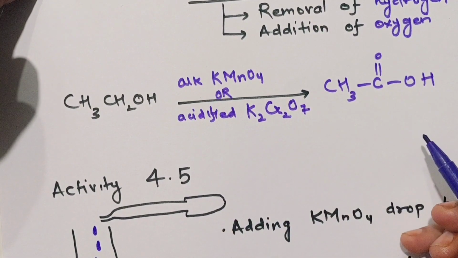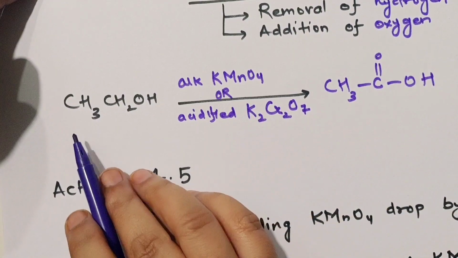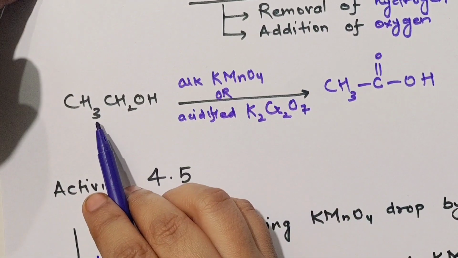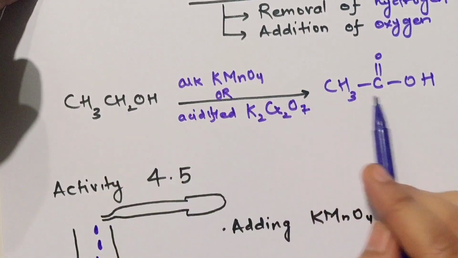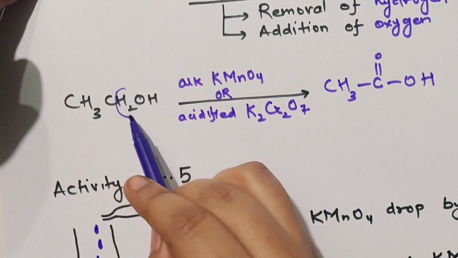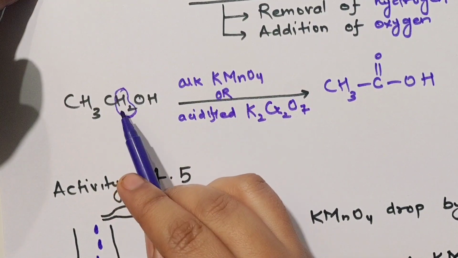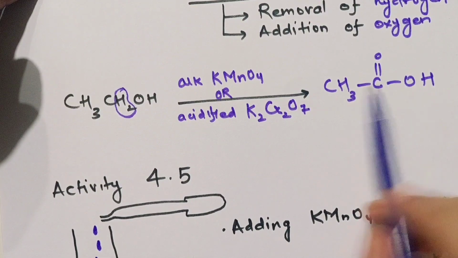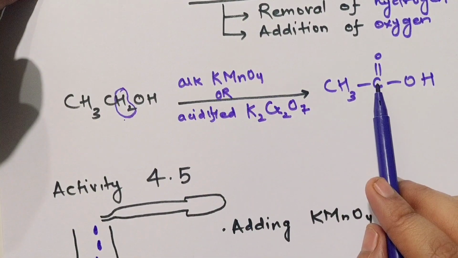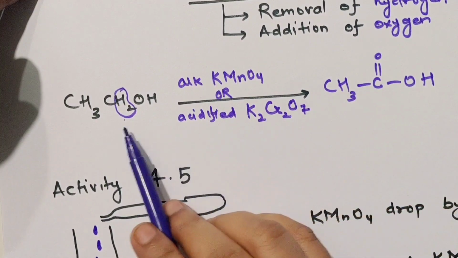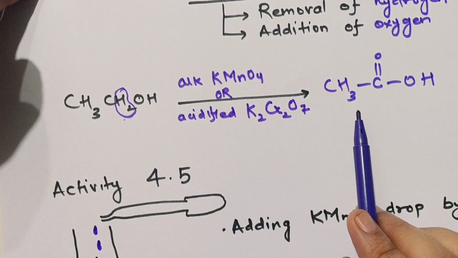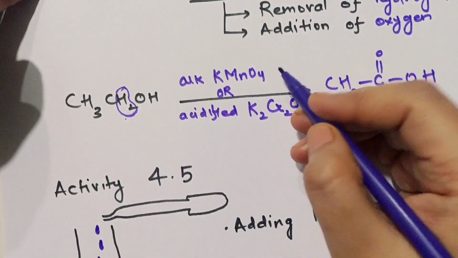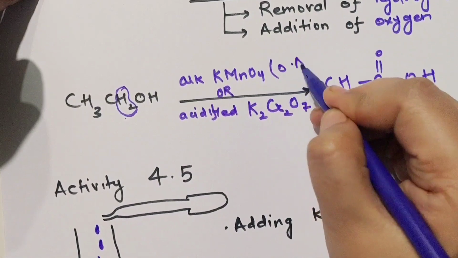Now, how is that oxidation? As you can see, number of carbon atoms same, 2, 2. Number of hydrogen atoms, there's a removal of these two hydrogens. And in place of these two hydrogens, carbon is doubly bonded to oxygen. So there's a removal of hydrogen and addition of oxygen both. So this is definitely oxidation. And these two things which are bringing about this change are called oxidizing agents.